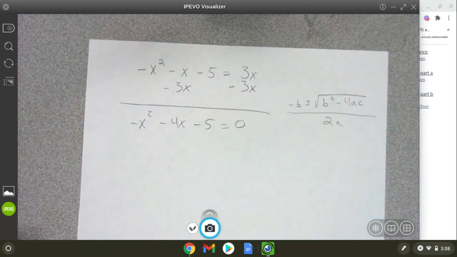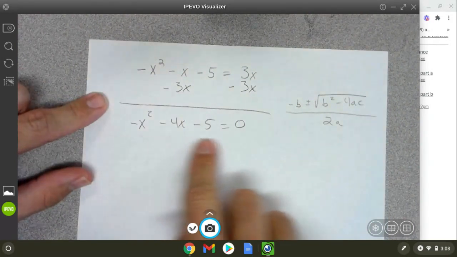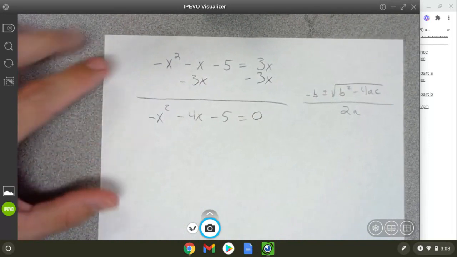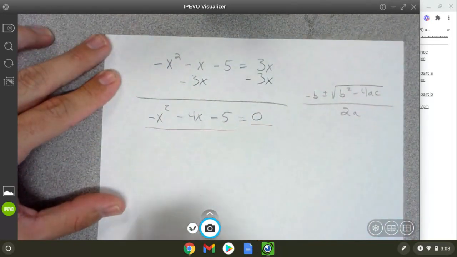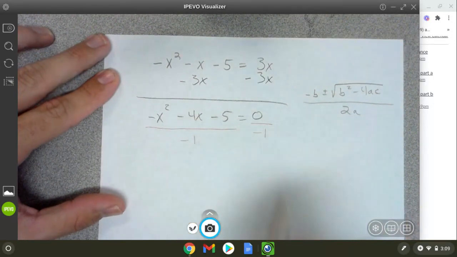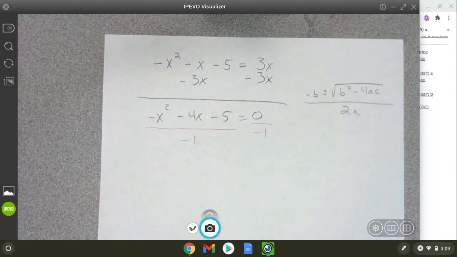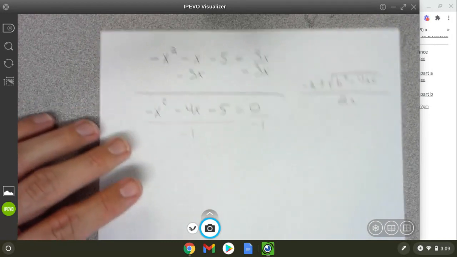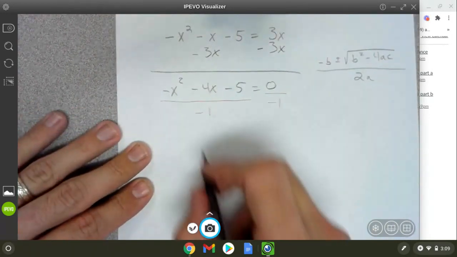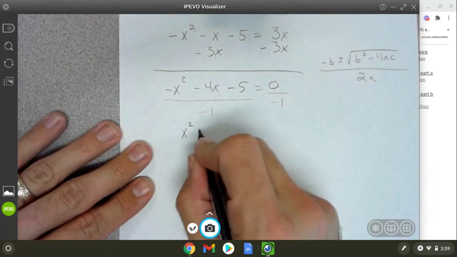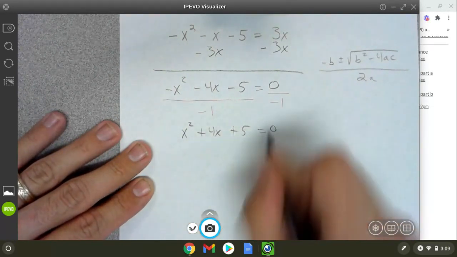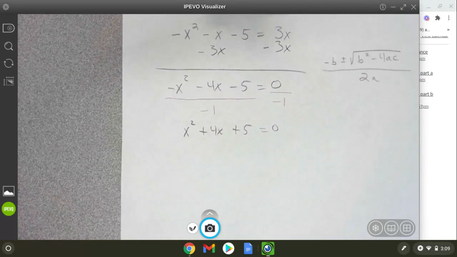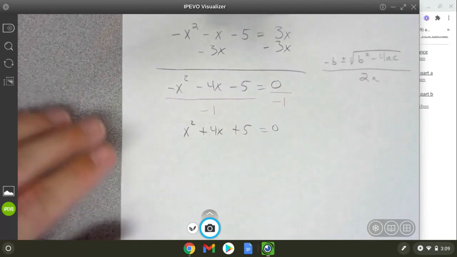Now, something you can do with equations when you have, like here, I got so many negatives, but usually whenever my a term is negative, I don't like that. And so what I'm going to do is I'm going to divide by -1. And as long as you're dividing both sides, you can do this. So they're just going to change signs. It's going to become positive x squared, positive 4x, and positive 5 equals 0. All right, and now we can apply the quadratic formula.